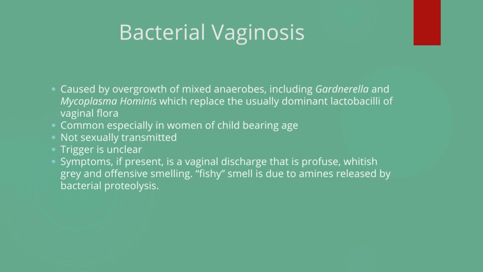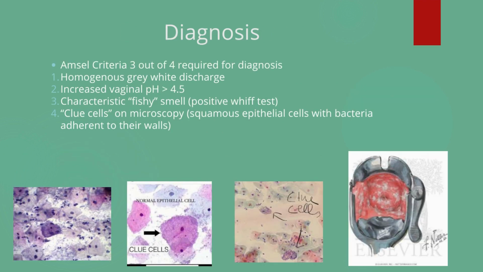We don't know why it happens, but we know the symptoms. The symptom is a vaginal discharge which is profuse, whitish gray, and smells very offensive. In textbooks, it is described as a fishy smell, and that is because of the amines released by bacterial proteolysis. Now, how do you diagnose bacterial vaginosis? Well, there's a criteria called the Amsel criteria, and you need three out of four of these things for a diagnosis. The first thing is a homogeneous gray-white discharge. I put up this picture for you in which you can see per speculum that there are gray-white pieces of discharge, right?